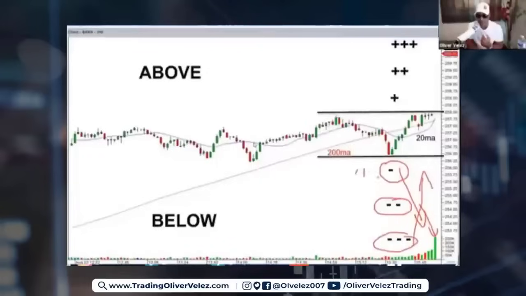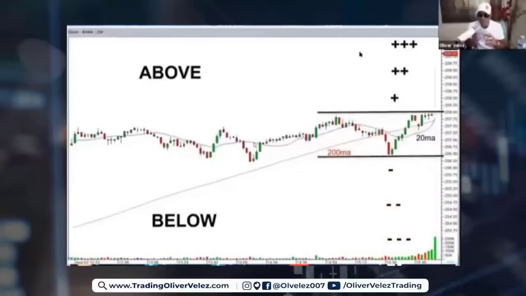Okay, three positions. Position one, close, super odds. Position two, good odds of follow through to the downside. Position three, better odds to go reverse. All right, and that is my position concept. I truly wish I had a lot more time because there are a lot of nuances regarding this concept.